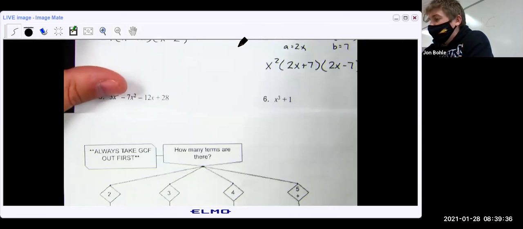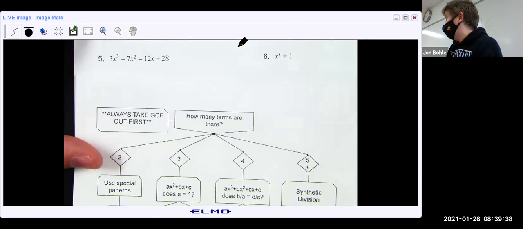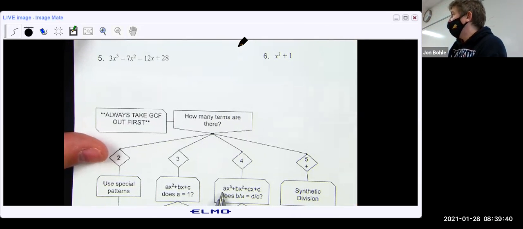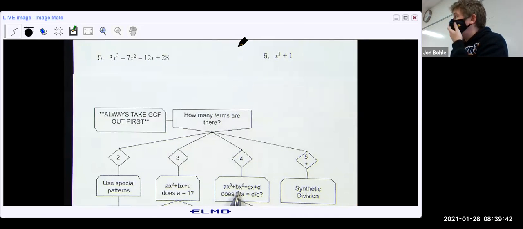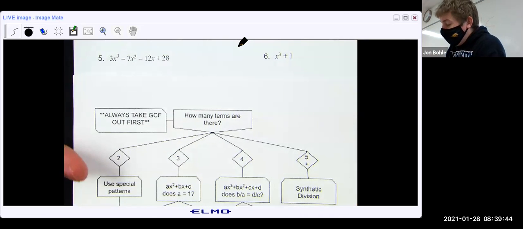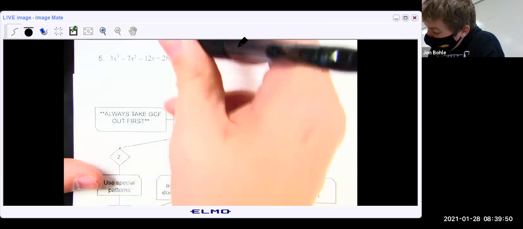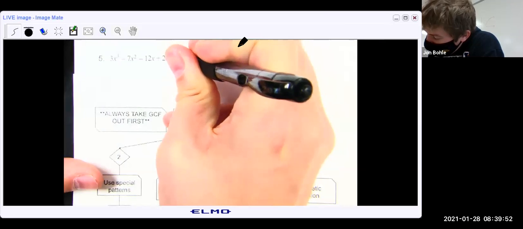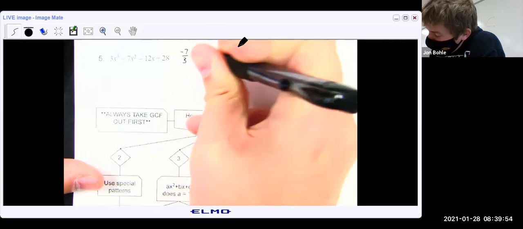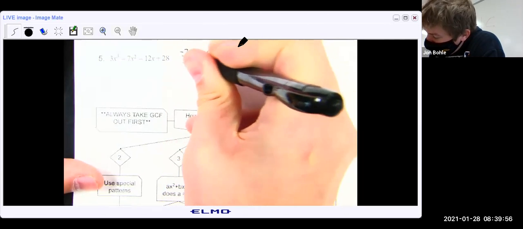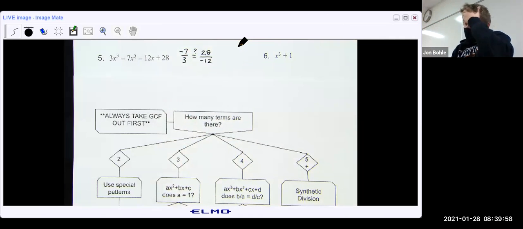Remember, we haven't done this one a ton, but I think these ones aren't too bad. It's going to be in the form ax cubed plus bx squared plus cx plus d. I need to ask whether b divided by a is equivalent to d divided by c. So is negative 7 over 3 equivalent to 28 over negative 12? It is.